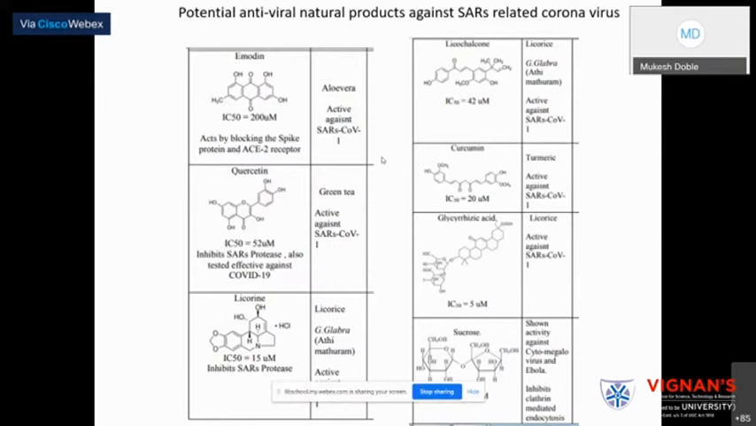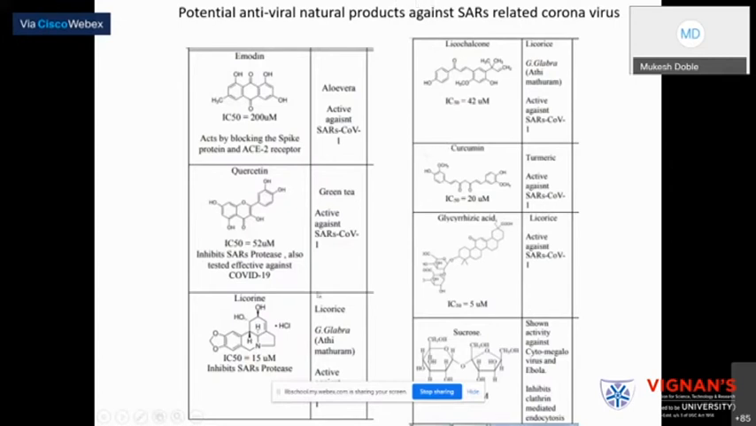New molecules are still not being, as of now, screened for SARS-CoV-2. So all these molecules, as you can see, have SARS-CoV activity. Emodin seems to be working on the spike protein ACE2 receptor binding activity. Quercetin seems to work towards the protease enzymes. Then again licorin, again protease enzymes, and for some of them it's still not known clearly, and so on.